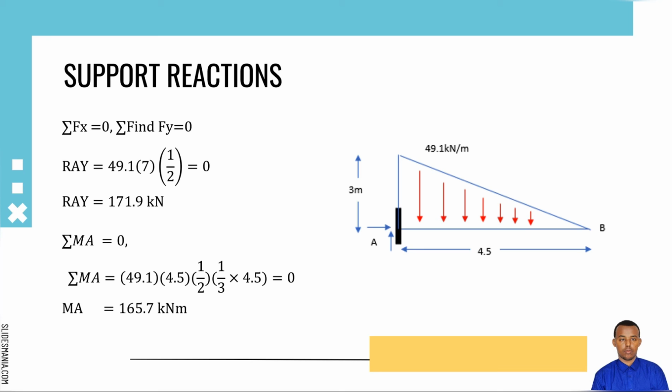Then we are going to calculate the support reactions of the structure by saying that the summation of forces in the x direction is equal to 0, where the summation of forces in the y direction is equal to 0. After that, we're going to find the forces in the x and y direction. We finally see that RAY is equal to 17.19 kN, where the summation of moment at point A is equal to 0. In the calculation, we found that the moment at A is 165.7 kN per meter.